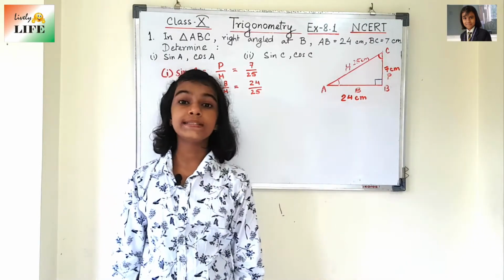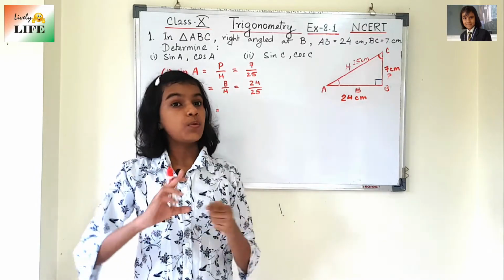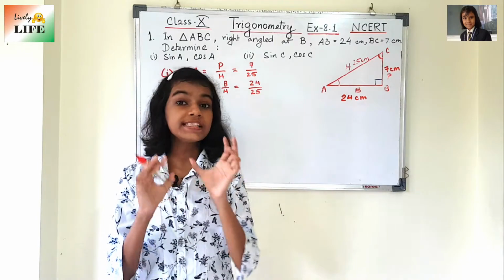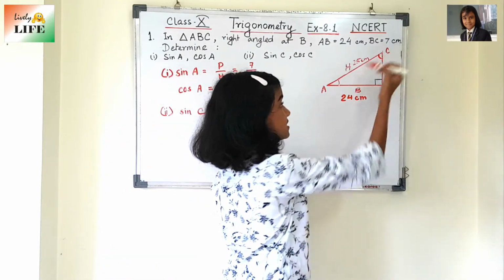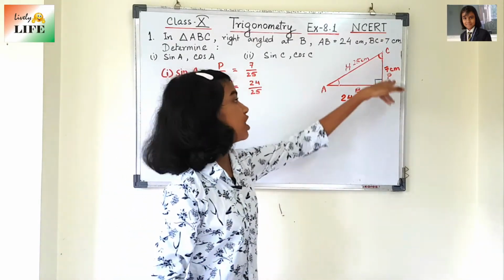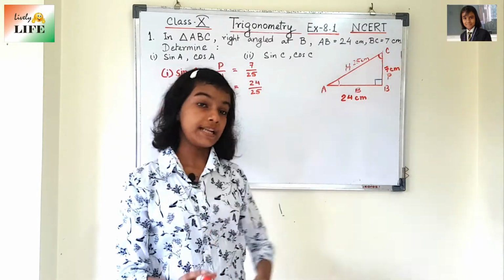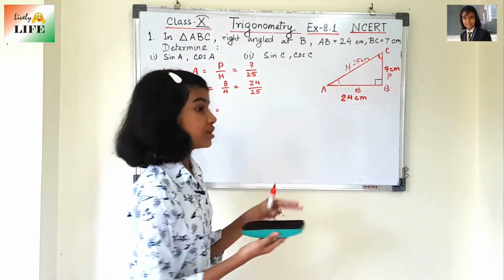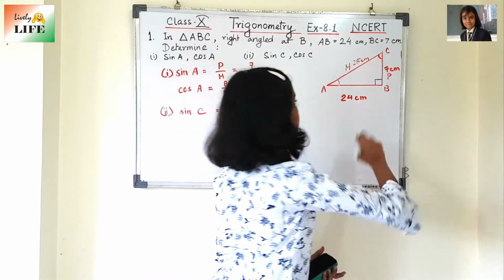which is the side opposite to angle C? The side opposite to angle C is AB. What is the side opposite to an angle known as? It is known as perpendicular. So now, in respect to angle C, perpendicular is AB. It is not BC. In respect to angle A, it was BC. But in respect to angle C, it is AB. So it will be perpendicular, P.